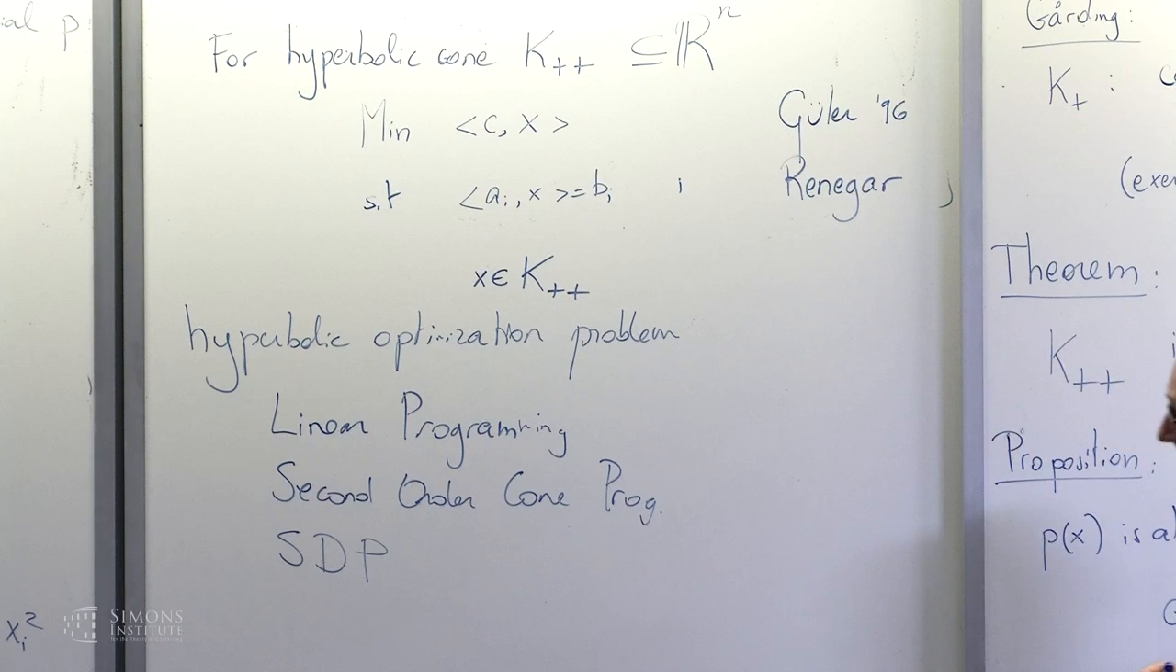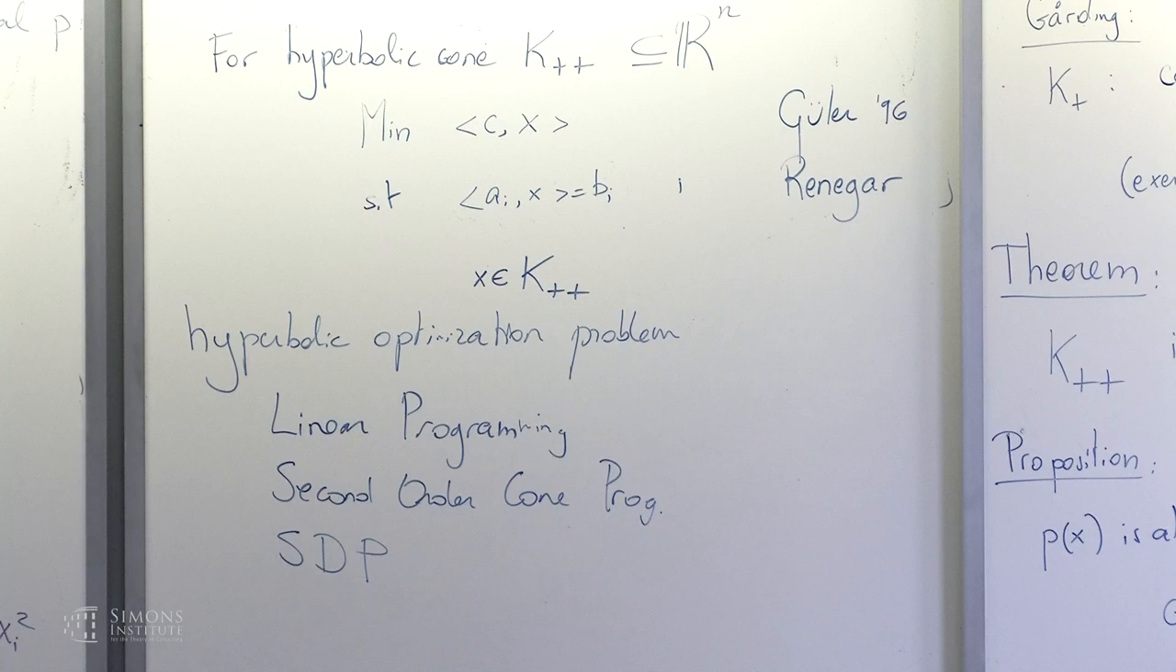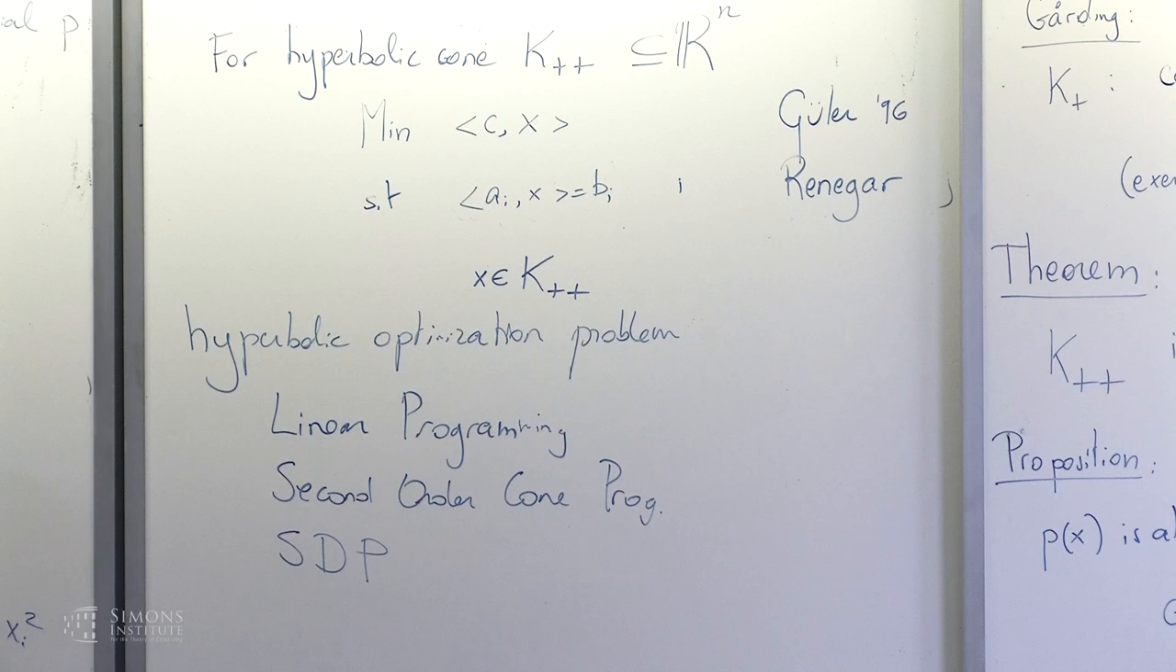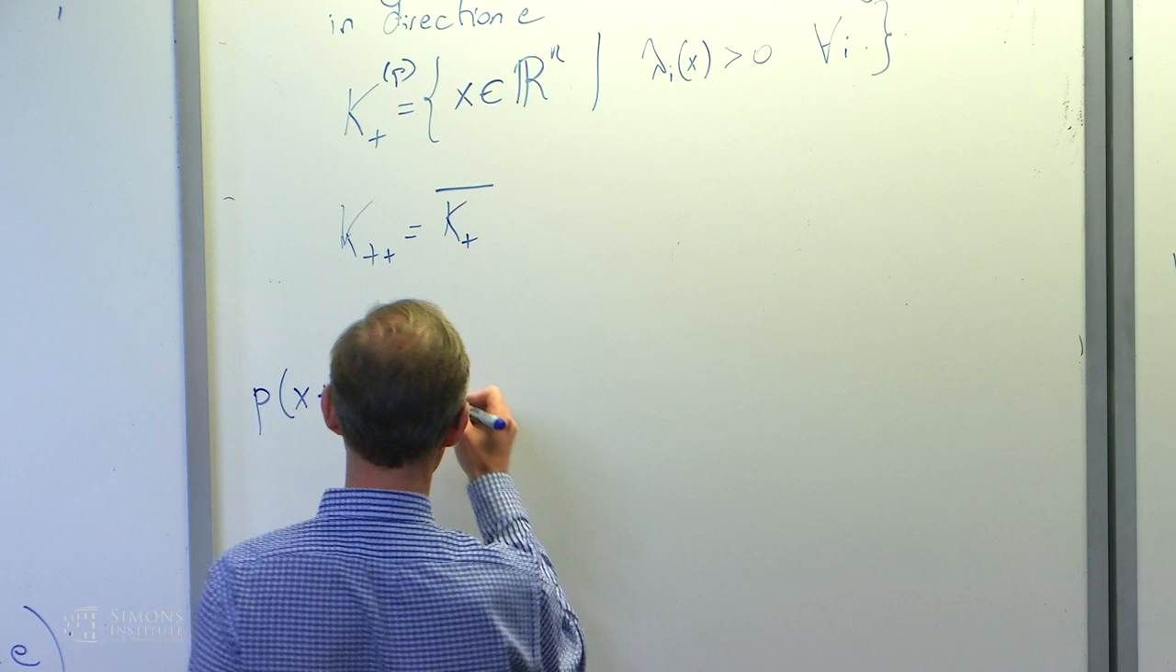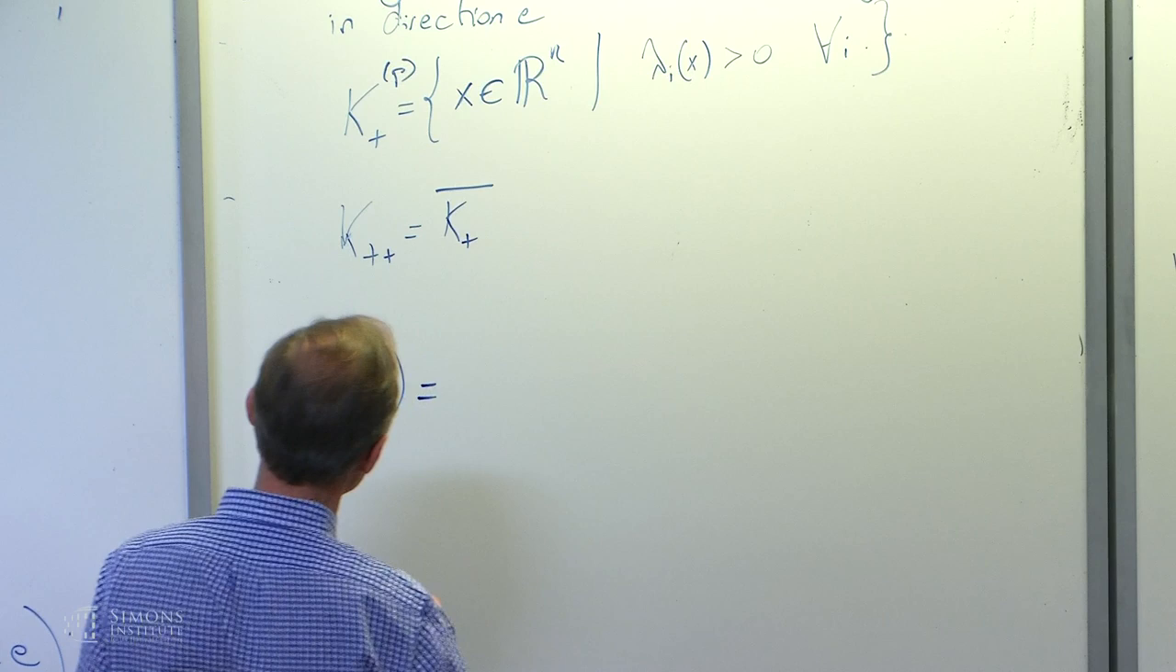So let me get back to K++ and mention another view of K++, or K+, and that's the following. If I look at P of X plus TD, and this time I'm using a plus and not a minus, so in this case it's convenient. And it's not D, but it's E, X plus TE.